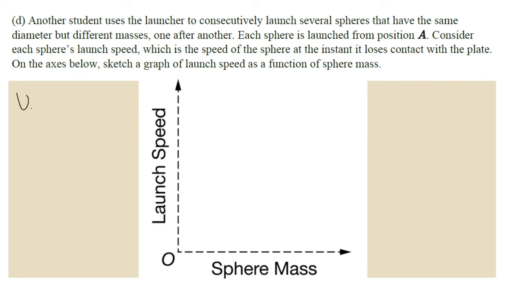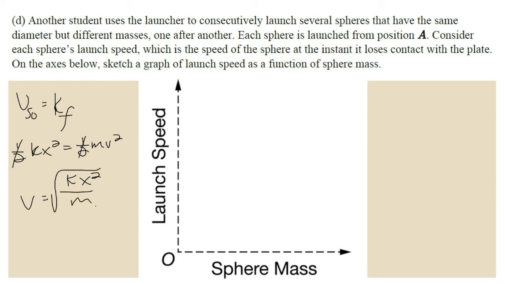So here, if this thing is being launched, then the conservation of energy relation is going to be initial spring energy equals final kinetic energy. 1/2 kx squared equals 1/2 mv squared. And what you get when you solve that for v is the square root of kx squared over m. What that shows is the velocity is inversely proportional to the square root of the mass.